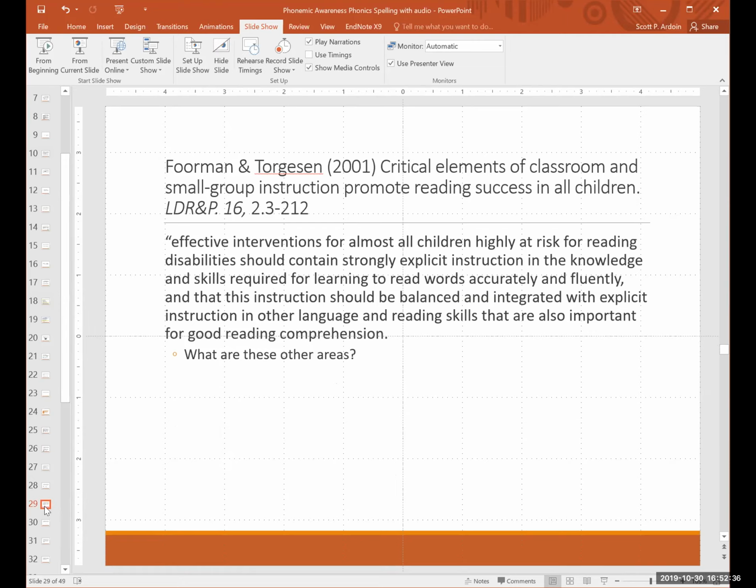So effective interventions for almost all children highly at risk for reading disabilities should contain strongly explicit instruction in the knowledge and skills required for learning to read words accurately and fluently, and this instruction should be balanced and integrated with explicit instruction in other language and reading skills that are also important for reading comprehension. And what are those other skills? Spelling, morphology, orthography, vocabulary, and comprehension skills or strategies.